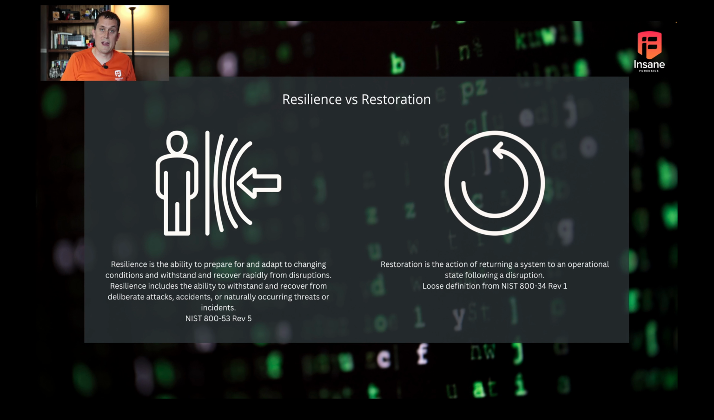Restoration, on the other hand, and we're going to use NIST 834. There actually is no formal definition in NIST or other publications out there, but what you'll see when you read through the NIST publications and some of the other publications is that restoration comes into the side of how you return a system. How do you return operations back to 100%, getting back to that critical mass, after a disruption?